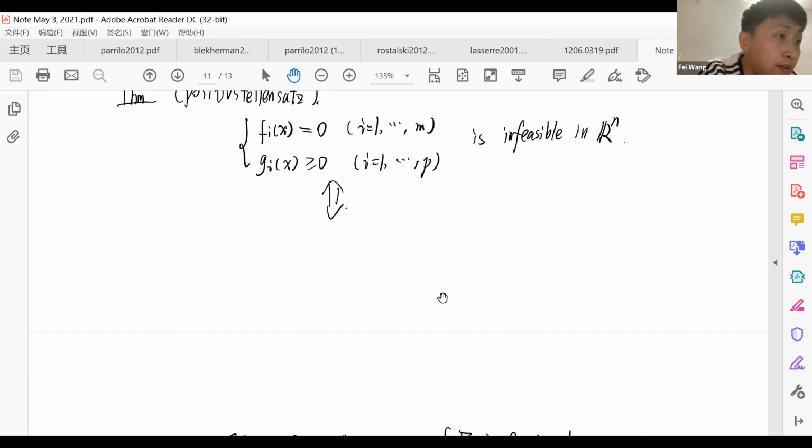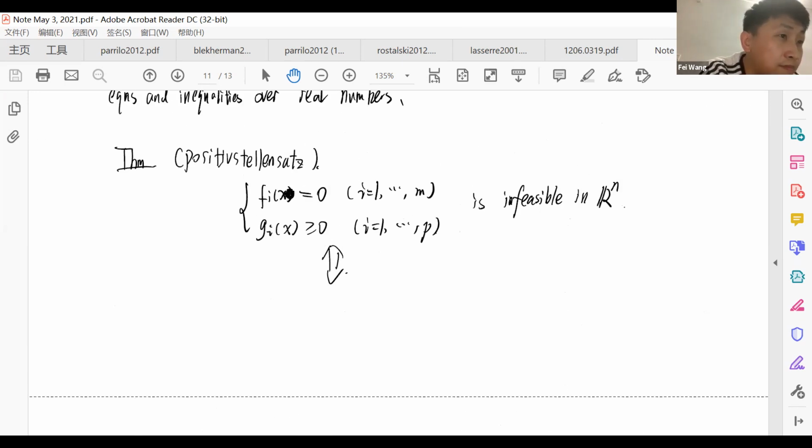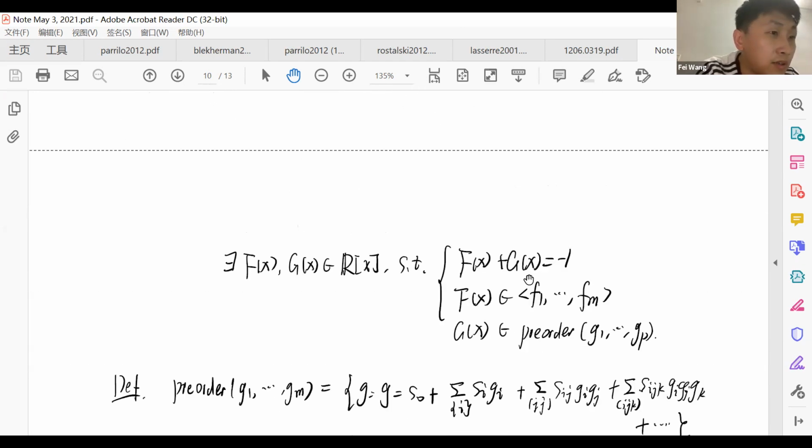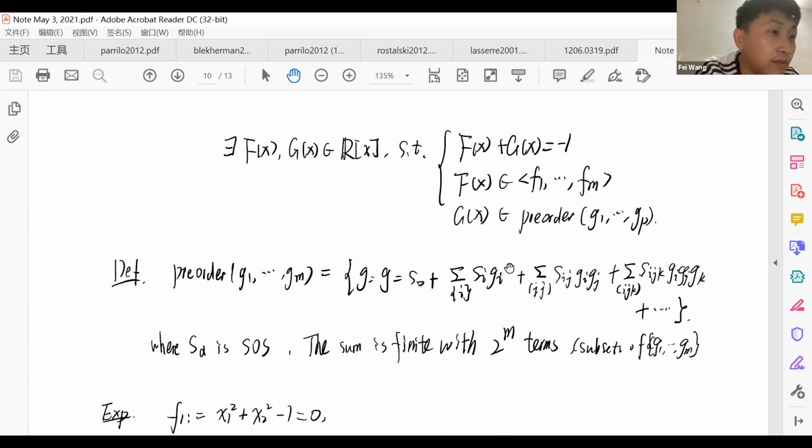So if you want to certify the infeasibility of this polynomial constraint system, this is actually equivalent to a sum of squares problem, right?